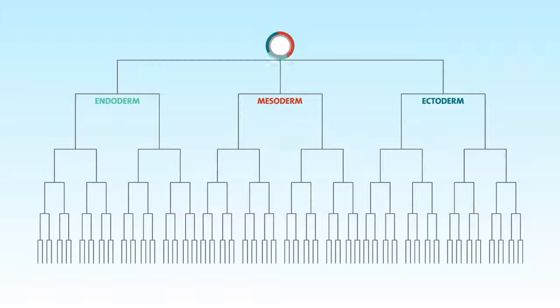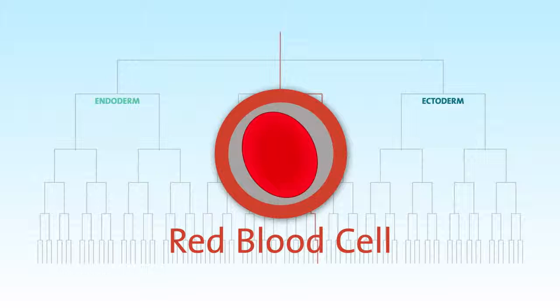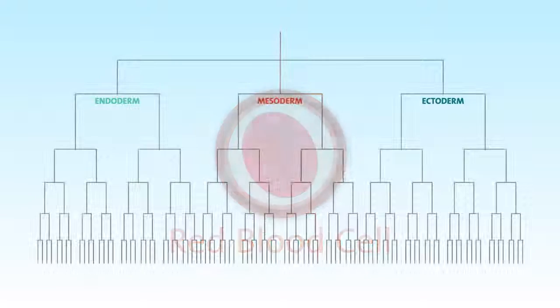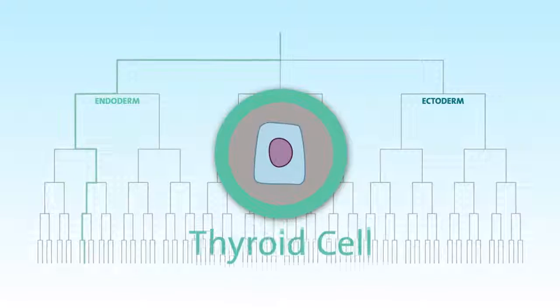The middle germ layer is called the mesoderm. A mesoderm cell can become all types of muscle cells, such as heart or skeletal muscle or red blood cells, among others. The innermost germ layer is called the endoderm. An endoderm cell can become many of the cells in our organs, such as the lungs, thyroid, or pancreas.